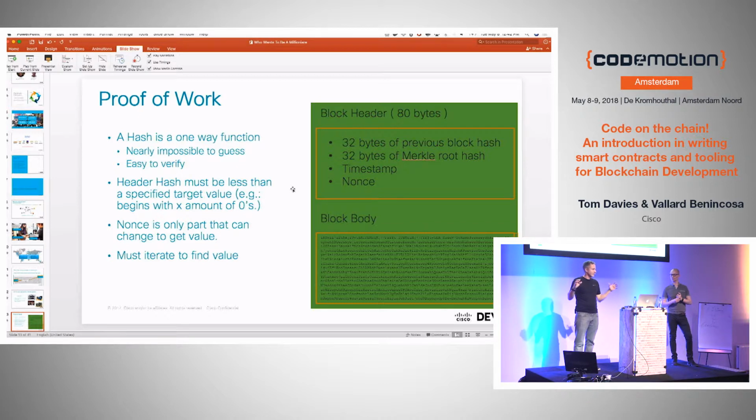What we do is we take all those transactions that Tom showed you, we bundle them all up, and then we do a hash of those transactions. And we put that into a header. And then we take the date, we take the previous block, and we put that all into one header and then a hash. And then we have this one part that we can change, and that's called the nonce. The nonce is the one piece of that header that we can change.